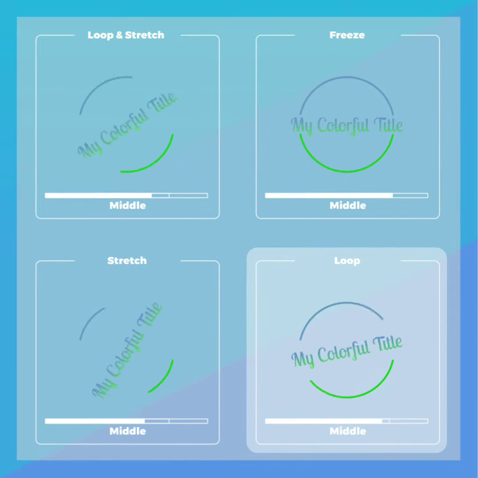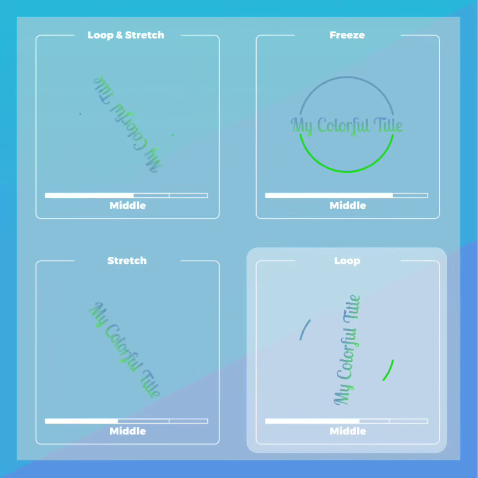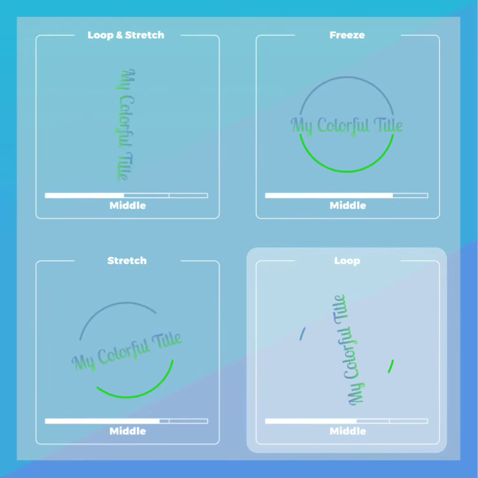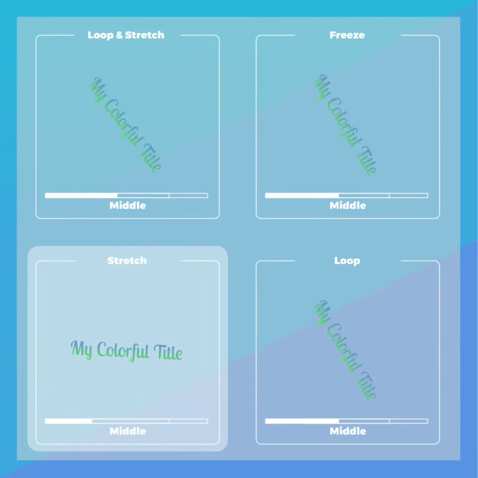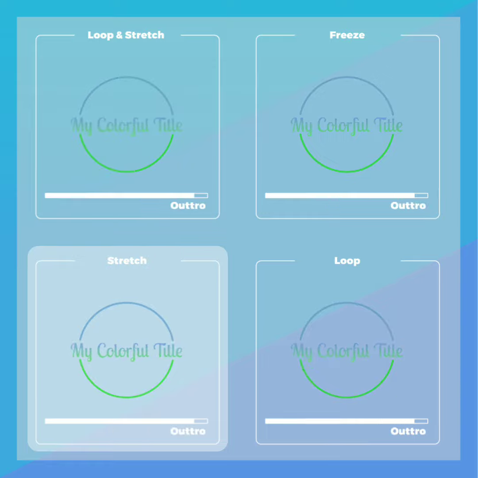Loop will loop any animation from the end of the intro to the start of the outro, trimming the middle part appropriately if an exact number of loops don't fit. Stretch will extend or compress the middle part in time to match whatever duration is required.